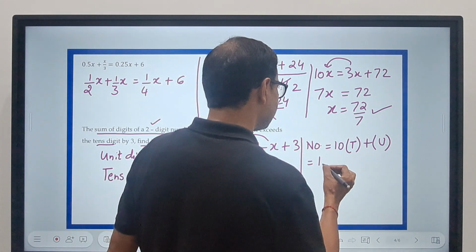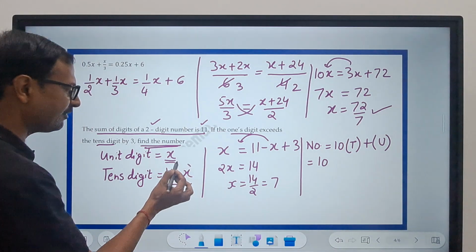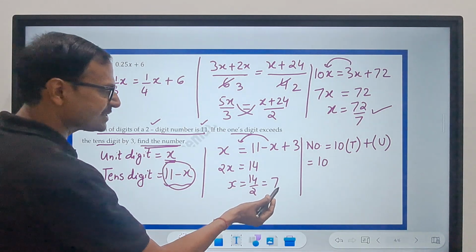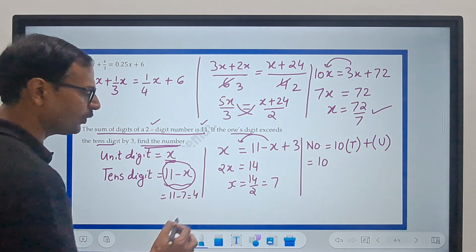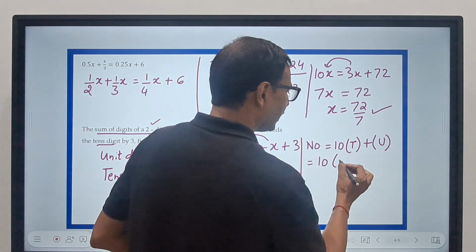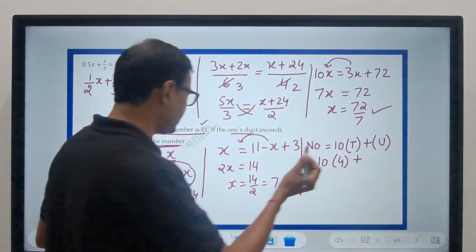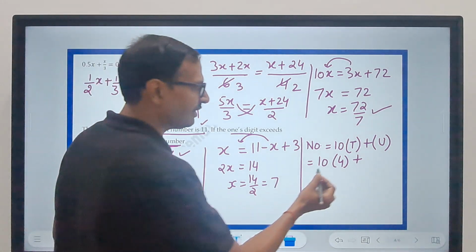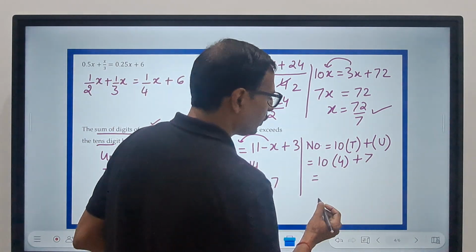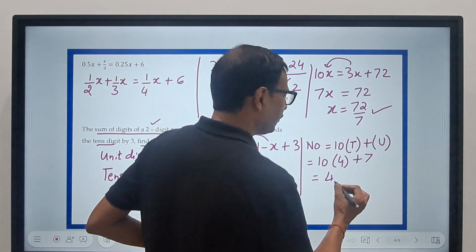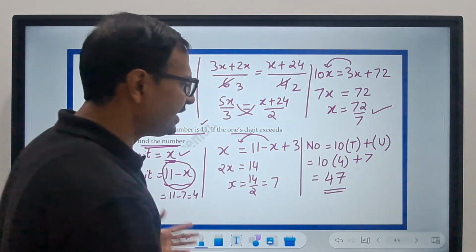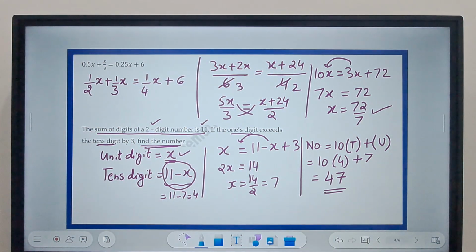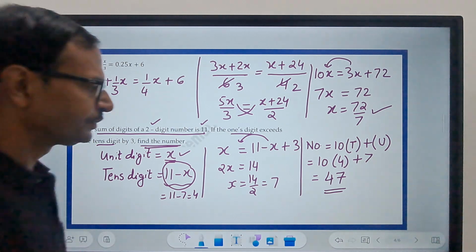So 10 times, what is the tens digit? 11 minus x. x is 7. So tens digit will be 11 minus 7, which is 4. So 4, and plus the unit digit is x. So x is 7, and thereby you get the answer 40 plus 7, 47, and that is the answer for the question. Pretty easy. If you can understand the basics, I think this will work.